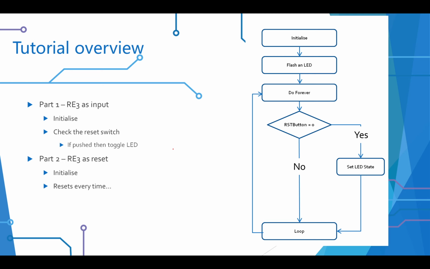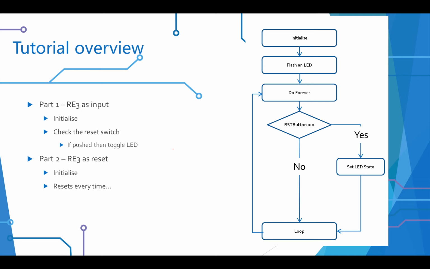Let's assume to start with that we have it as an input. An LED will change state because it won't reset the chip. And if we have it as a reset, it will reset the chip each time and we will never get anywhere. So we're going to have these different states.